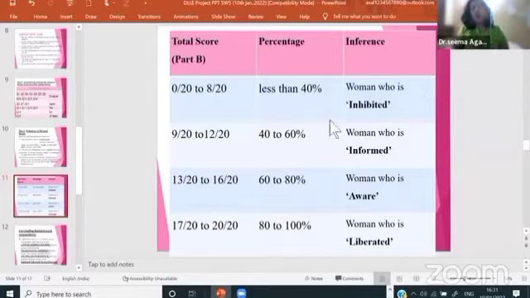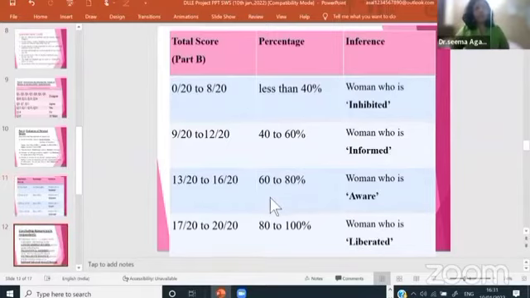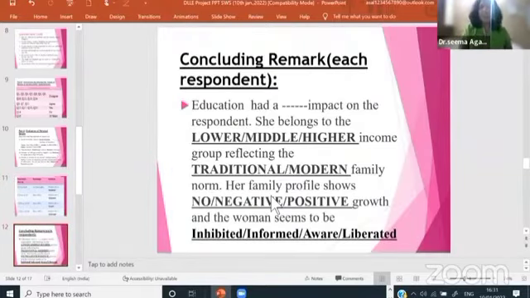Now we come to how to write the conclusion. So this is the concluding remark you should write for each and every respondent. Suppose that you surveyed 40 women.